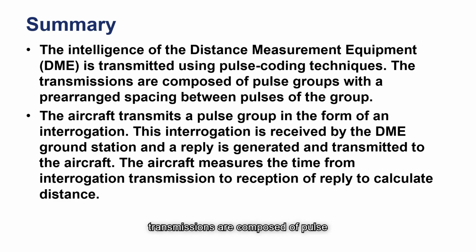The transmissions are composed of pulse groups with a prearranged spacing between pulses of the group. The aircraft transmits a pulse group in the form of an interrogation. That interrogation is received by the DME ground station, and a reply is generated and transmitted to the aircraft. The aircraft measures the time from interrogation transmission to reception of reply to calculate distance.